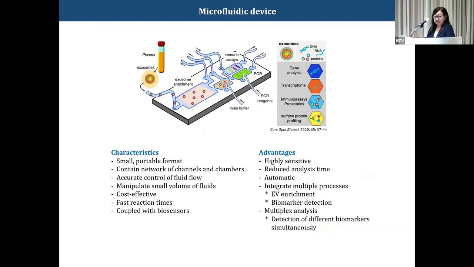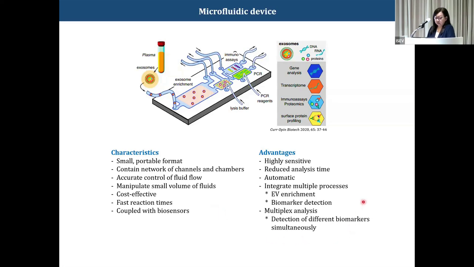And microfluidics is another key technology for diagnosis and prognosis under active development. It is a tool installed with a network of channels and chambers that can precisely control the flow of small volumes of fluids. Because of its small size, the process time is short and it is cost-effective. They are very often coupled with biosensors and other amplification systems that I've mentioned before.